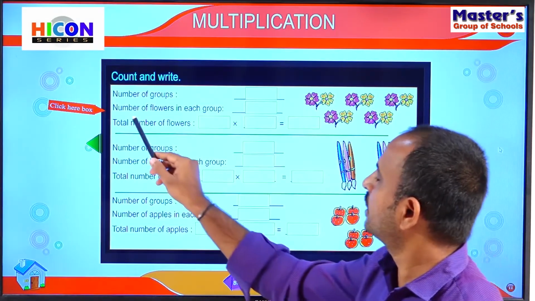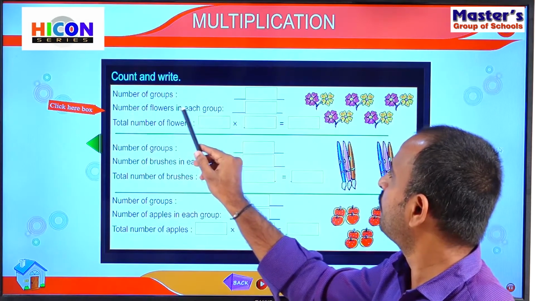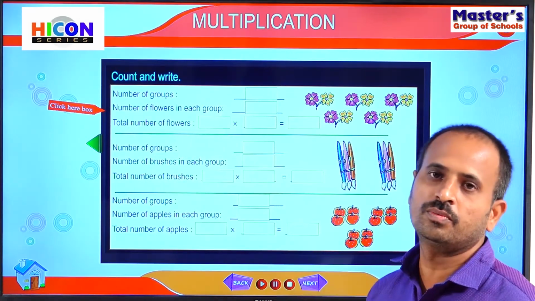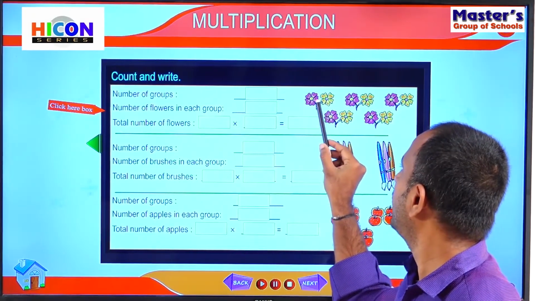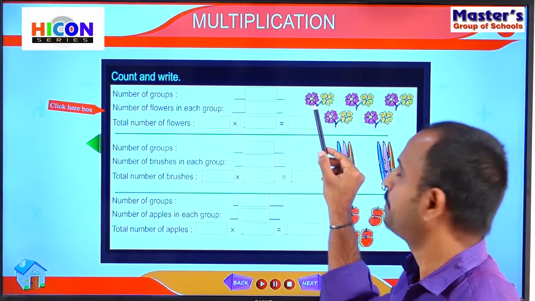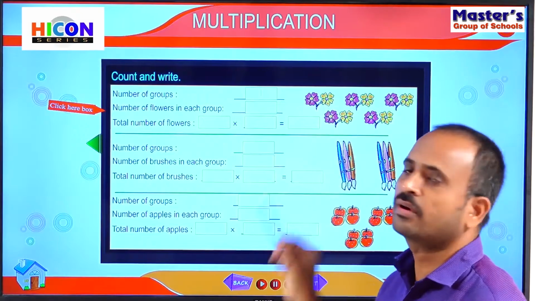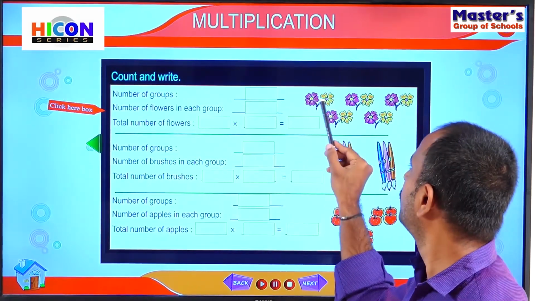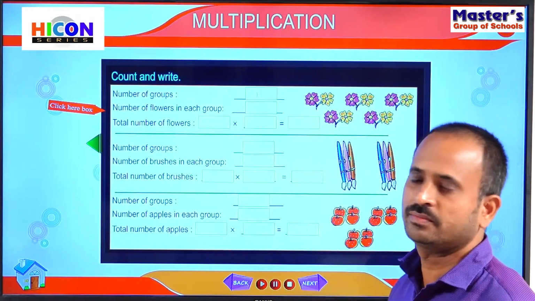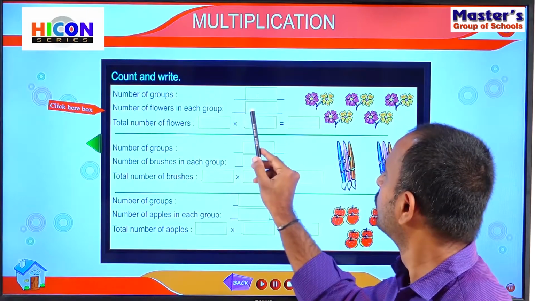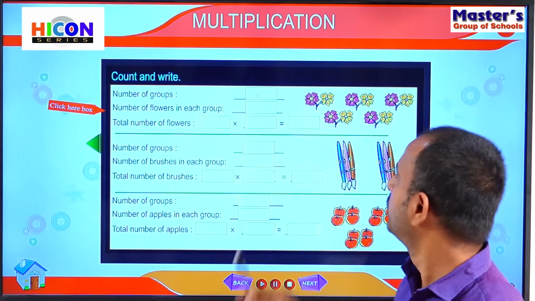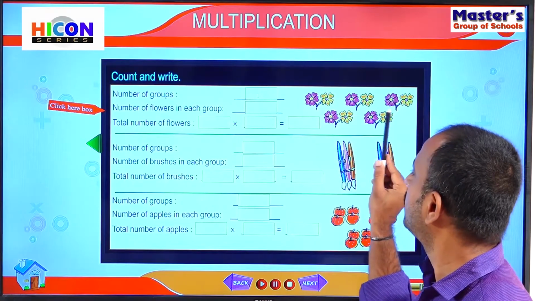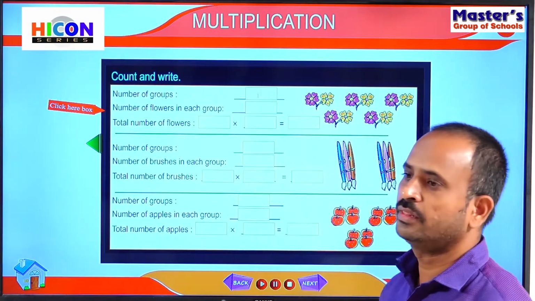So children, next step is number of flowers in each group. Each group has how many flowers? Each group has 2 flowers. That is, one is a pink colored flower and one is a yellow colored flower. So each group has 2 flowers. Write 2 in this box.